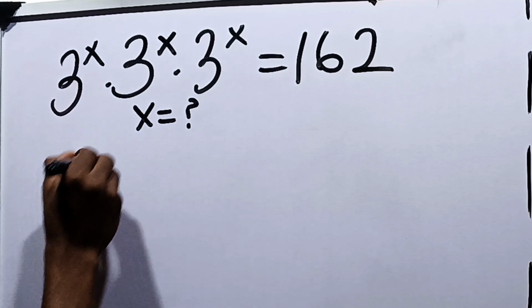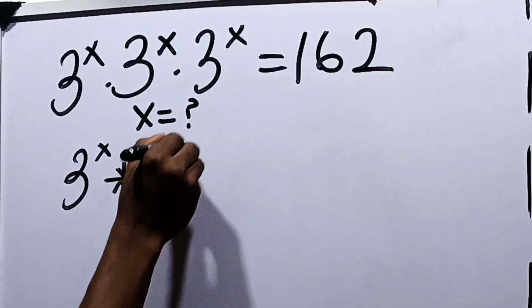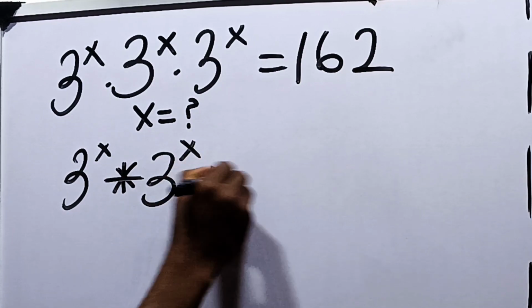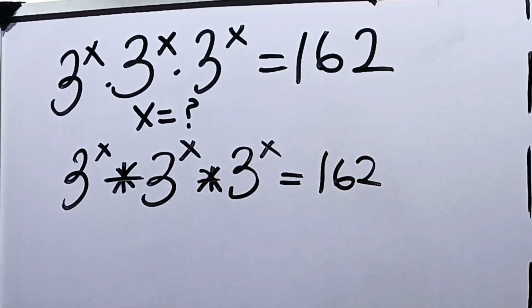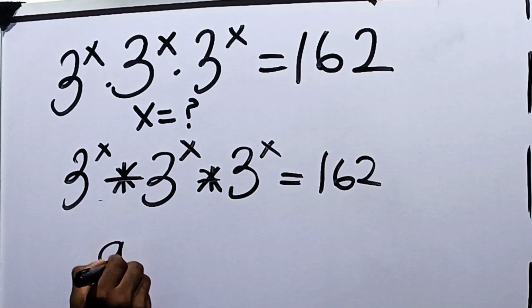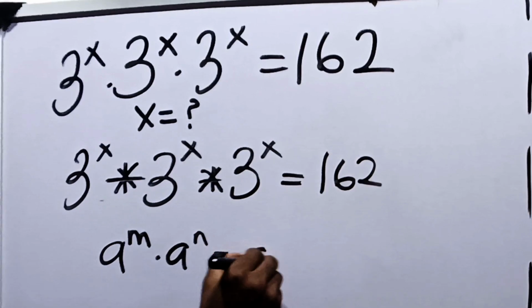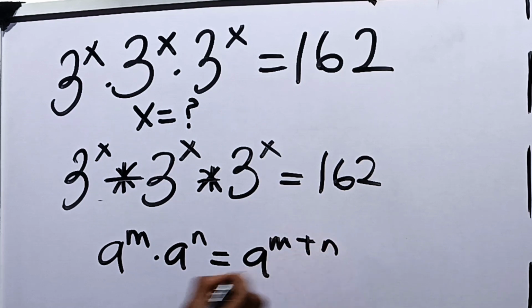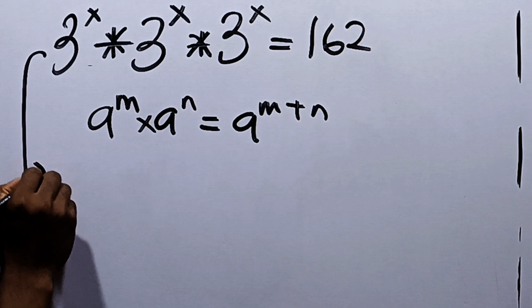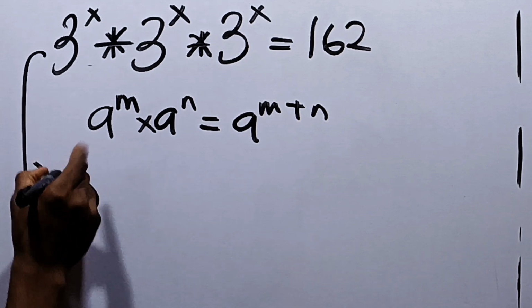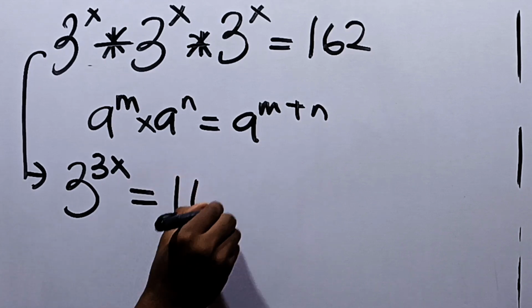So we have 3 raised to power x multiplied by 3 raised to power x is equal to 162. Now, when you have multiplication, just like a raised to power m times a raised to power n, it is equal to a raised to power m plus n. So here is multiplication, and doing the same thing, we're going to have 3 raised to power 3x, to be equal to 162.